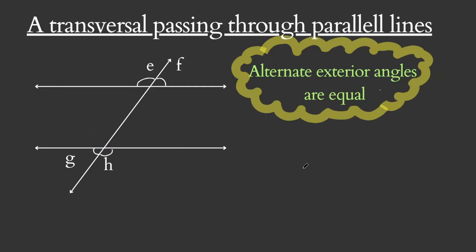Next one. When a transversal passes through parallel lines, alternate exterior angles are also equal. These are our exterior angles: angle E, angle F, angle G, angle H. So angle E and angle H are alternate. Like that, angle F is equal to angle G. They are exterior angles. Alternate exterior angles are equal.